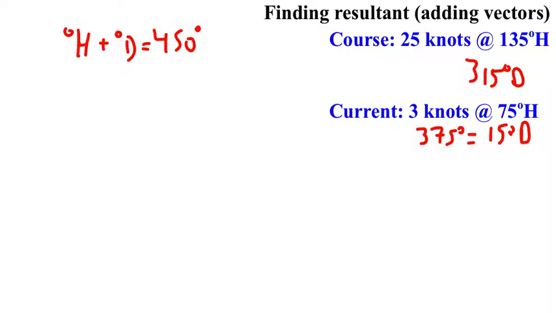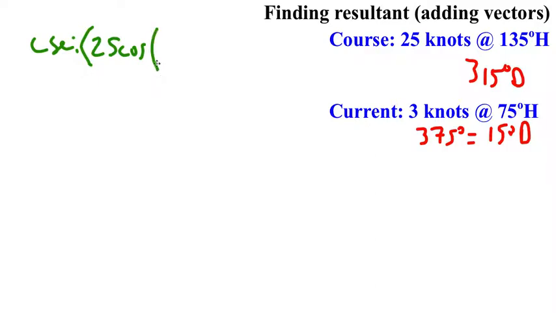So to actually find the components, let's make ourselves some space. For the course, it's going to be the magnitude, which is 25, times the cosine for x, just like the unit circle, of the direction, so the 315, comma, 25 times the sine of 315.